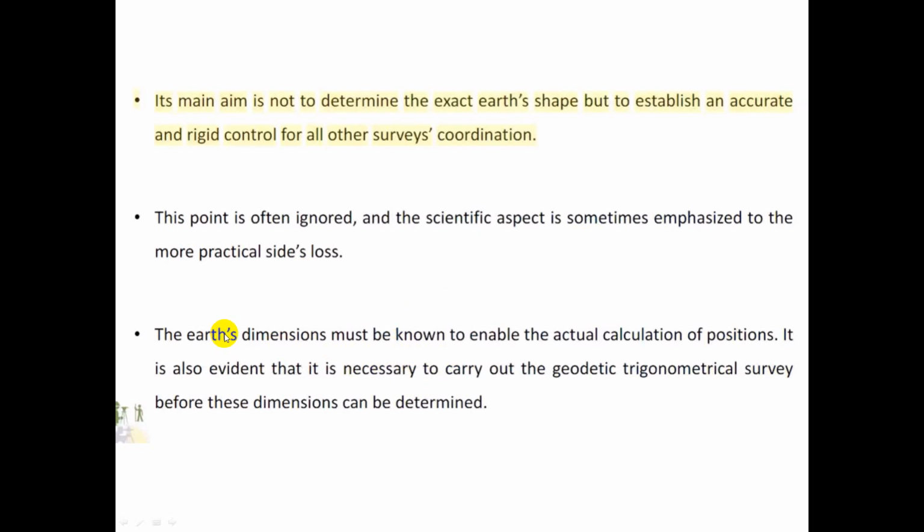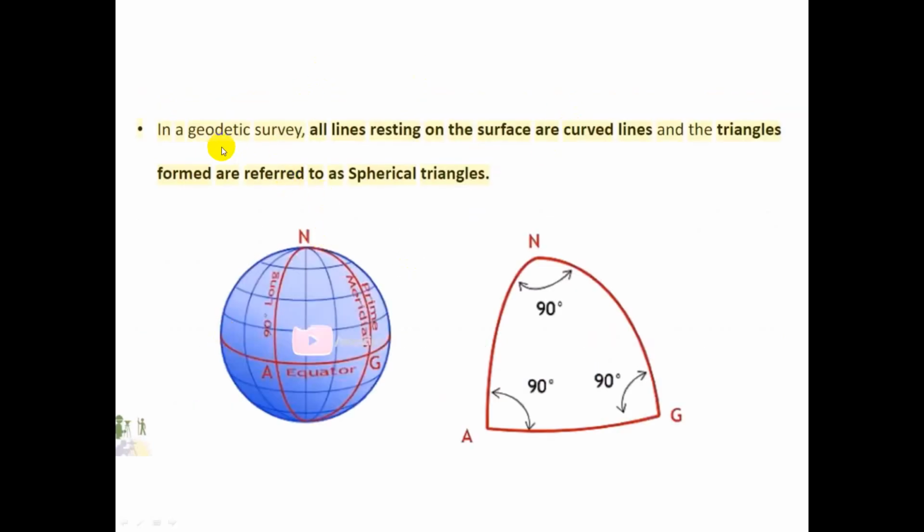So kung i-measure na nimo ang distance og Bohol to Cebu, kung imo na i-treat as straight line, gamay na siya. Pero kung imo i-apply ang curvature sa Earth, mas taas ang imong ma-measure nga distance. So mo nang ingon ganina nga in a geodetic survey, all lines resting on the surface are curved lines and the triangles formed are referred to as spherical triangles. So kung ato nang i-treat ang Earth as sphere or oblate spheroid, so ang atong triangle na ma-form is spherical triangle na. So kung makabantay mo, curve ng iyahang distances. Okay, so dili na siya triangle nga plane, katong straight.